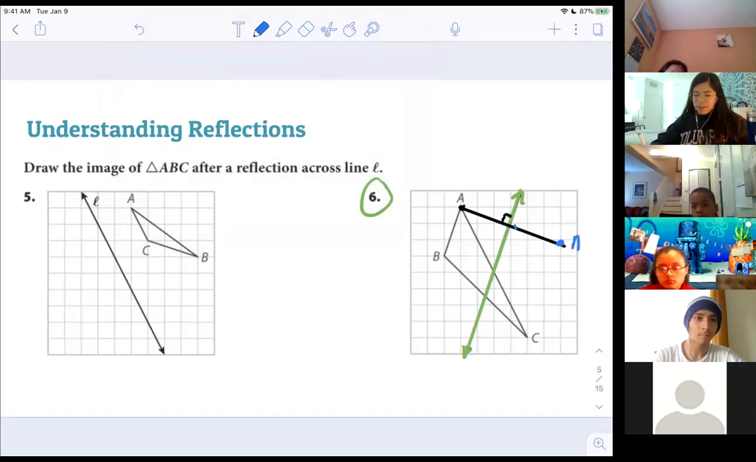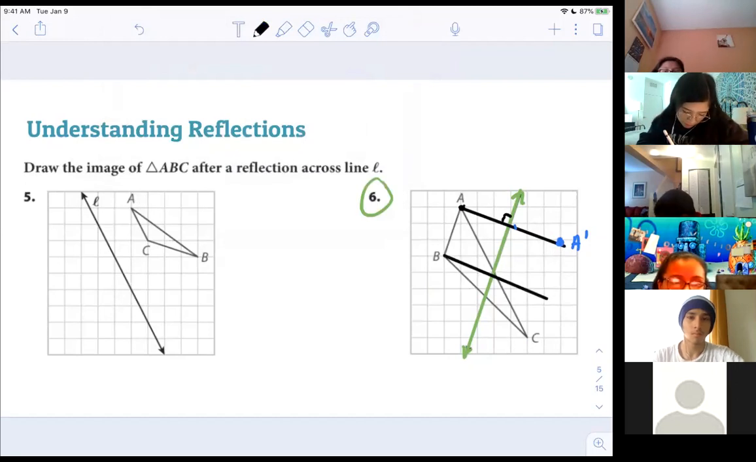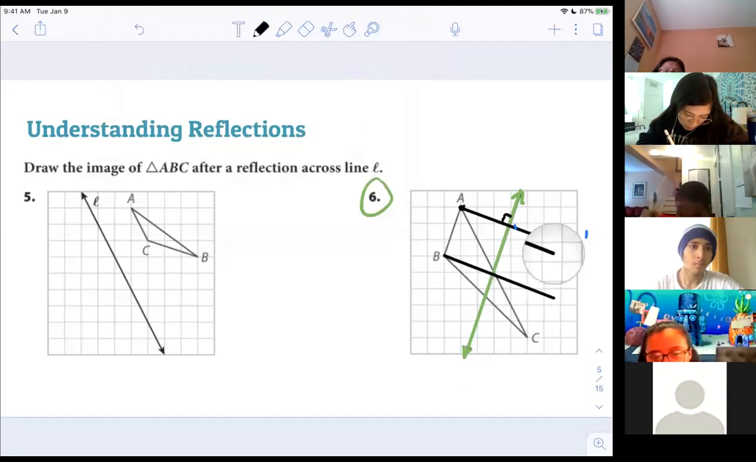What do you guys think? Is that good? Maybe a little. You can tell me if I'm wrong. I think that's good. Okay. So I'm going to leave it there. Now I'm going to do the same thing with point B. I try to get it as perfect a right angle as possible. So to me, let me see. Like that. That looks kind of good.